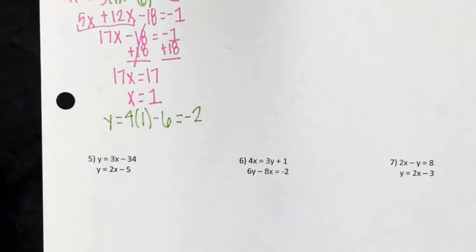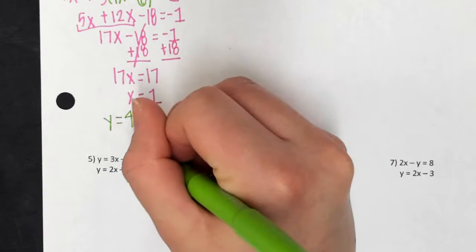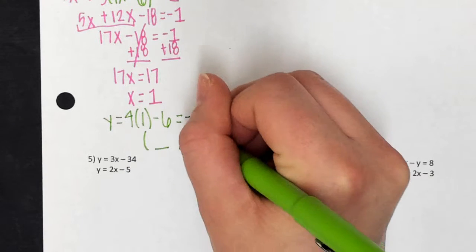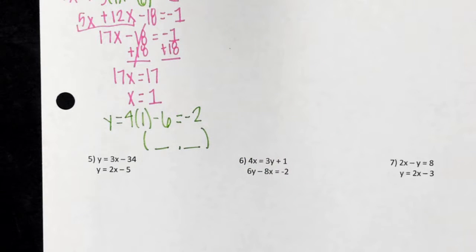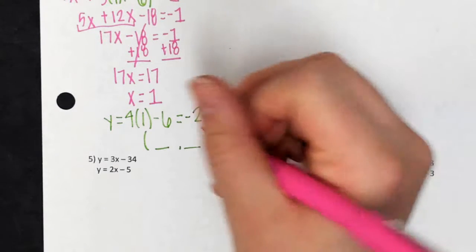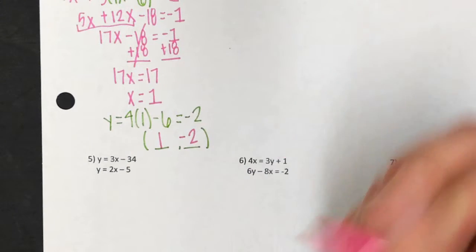Okay, so write my answer as an ordered pair on your paper. Ordered pair, parentheses, something, comma, something, parentheses. Yay. Okay, Sean, what's my answer? 1, -2.